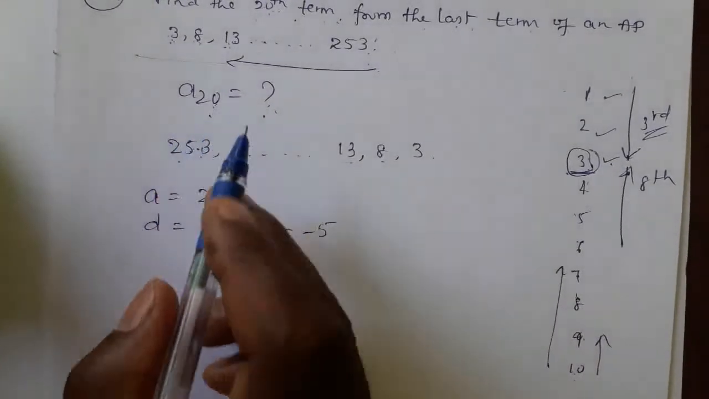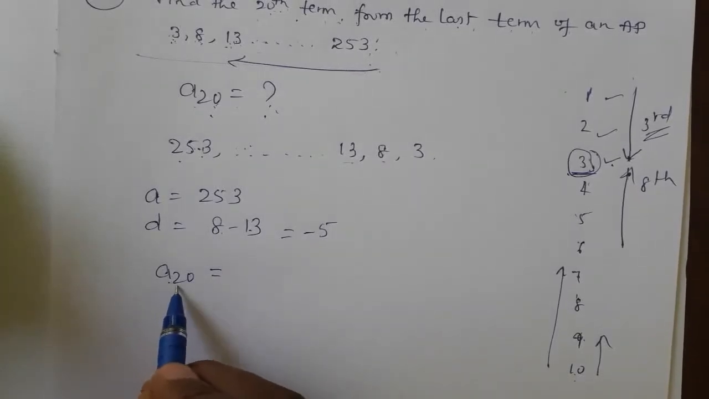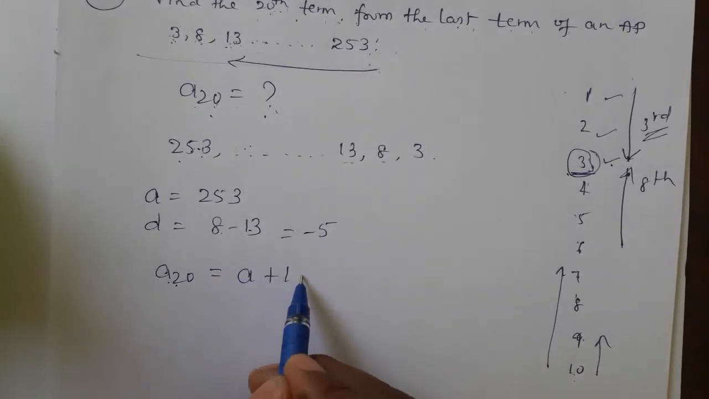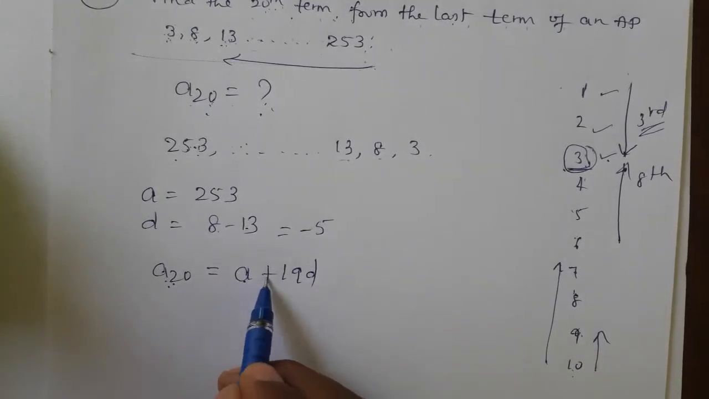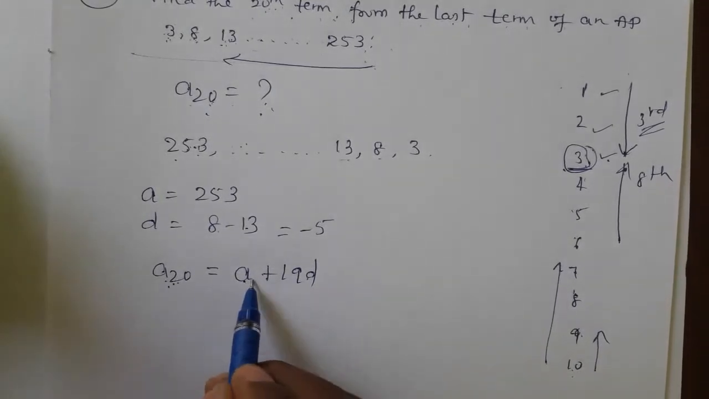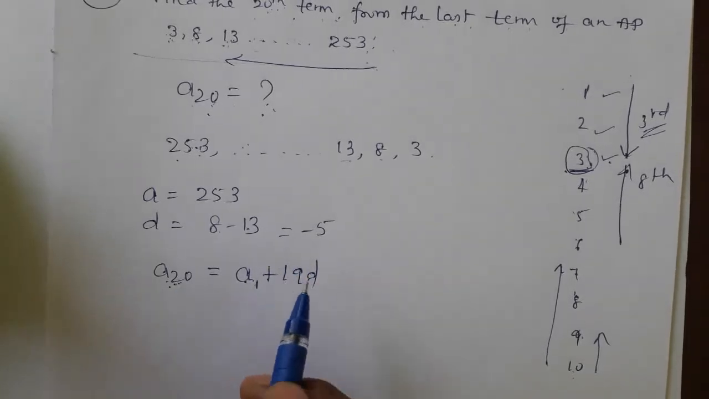Now we go for A20. A20 to be found out. How to find A20? A20 is always from the first, how many differences after it comes? 19D. A20 is equal to A plus 19D. That means between A20 and A1, 19 differences are there.